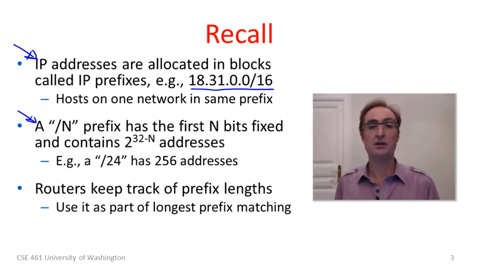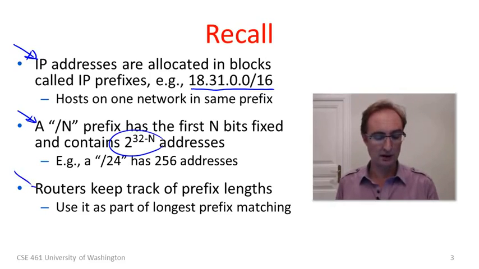That means that the first n bits are fixed in the addresses, so all addresses inside that prefix have the same first n bits. Now, since an IPv4 address is 32 bits long, the remaining 32 minus n bits are free, and that means that there are 2 to the 32 minus n addresses inside that prefix. For instance, a /24 is going to have 8 free bits at the end, which is 256 addresses.